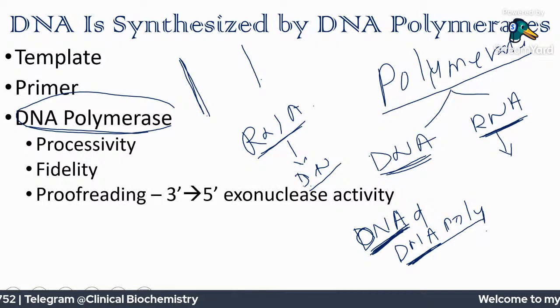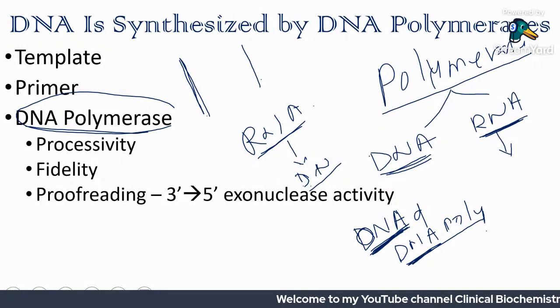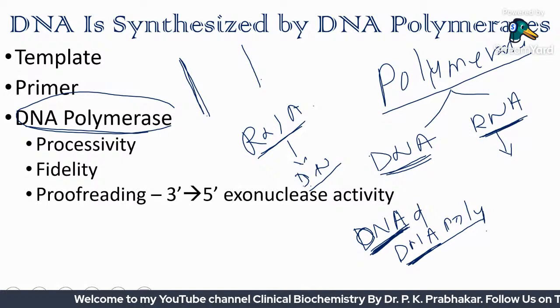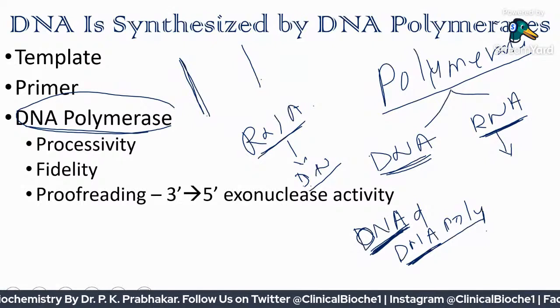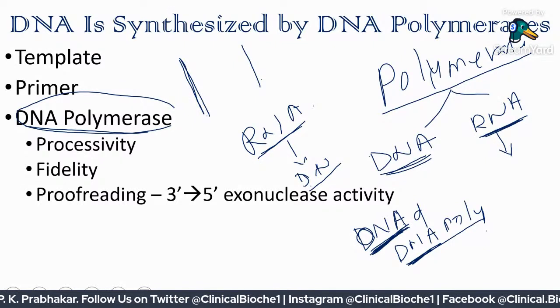In this DNA polymerase, there are 3 different types of properties we should have. First one is processivity, second one is fidelity, and third one is proofreading. आप तीनों का टर्म लिखिए अपने कॉपी में, मैं बताता हूं आपको.